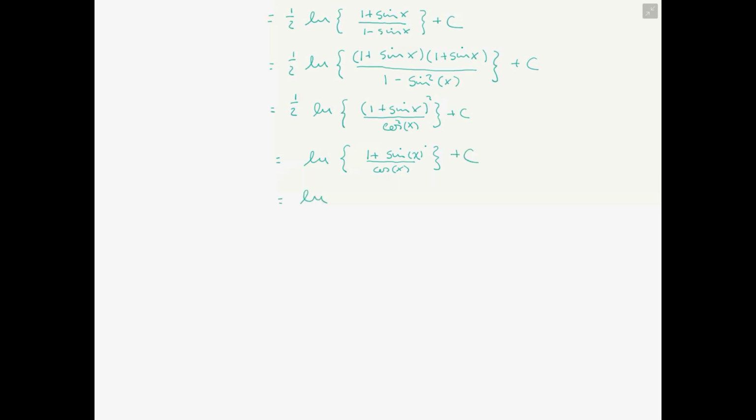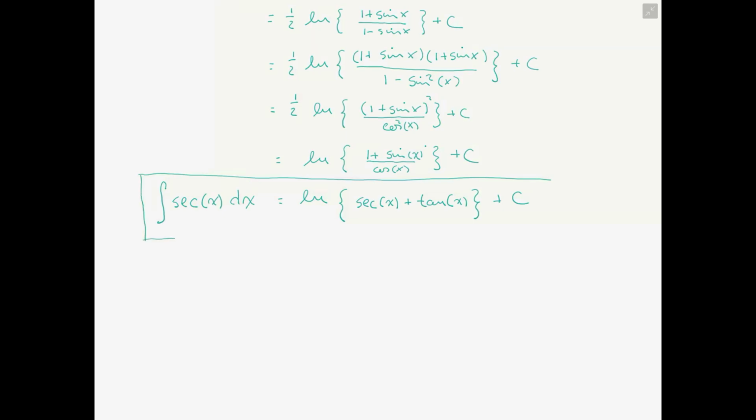And that leaves us with the natural log of the secant of x plus the tangent of x, plus c. And we've proven now that the integration of the secant of x dx is equal to the natural log of the secant of x plus the tangent of x plus c.